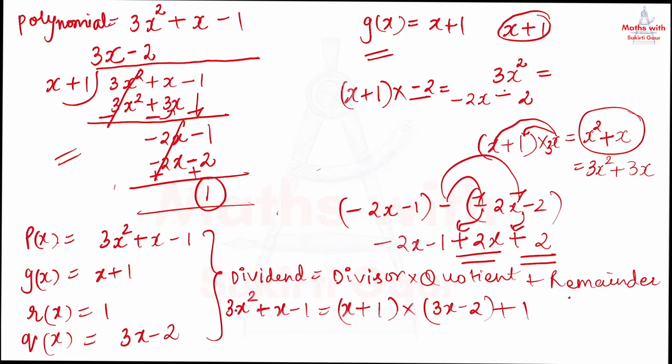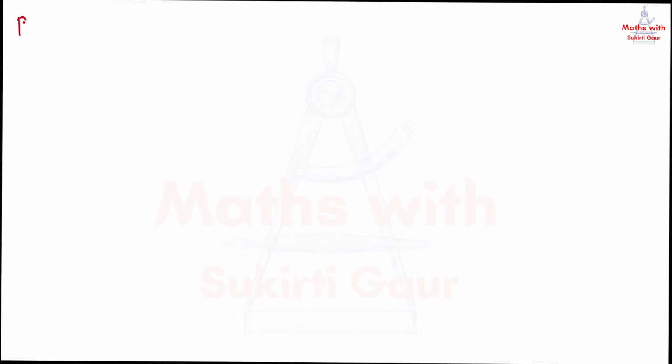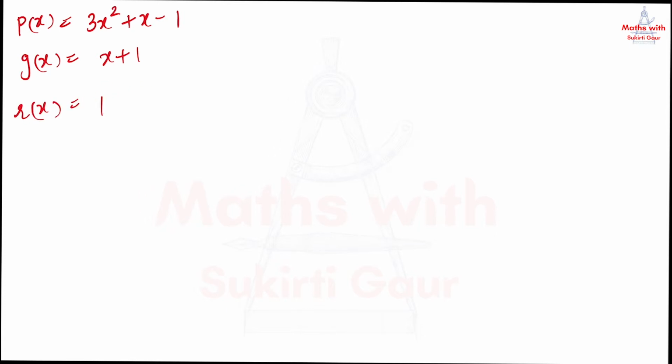Now here, after writing this, I can see a relation between the divisor and the remainder. What is that relation? Let us find that. So let me quickly write all the terms. Px was 3x square plus x minus 1, and our divisor was gx equals x plus 1, and this was the remainder that we got, that was 1. Let us put that in the box.